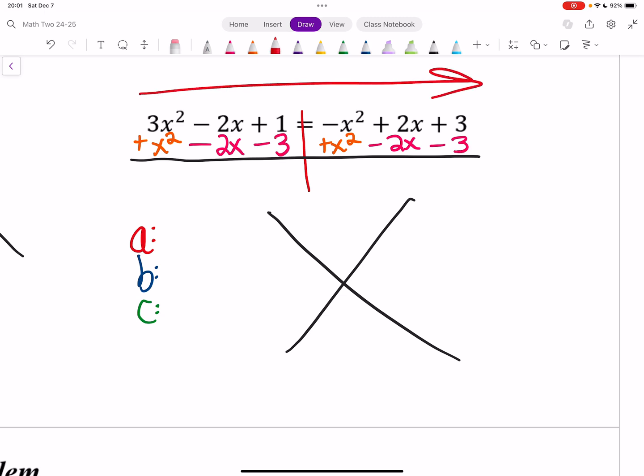Now let's simplify from left to right, since my expression is already written with powers in descending order. 3x to the power of 2, add 1x to the power of 2 is 4x to the power of 2. Remember that the variable and its power do not change when we add and subtract. Negative 2x take away 2x is negative 4x. And then positive 1 take away 3 is going to be negative 2.